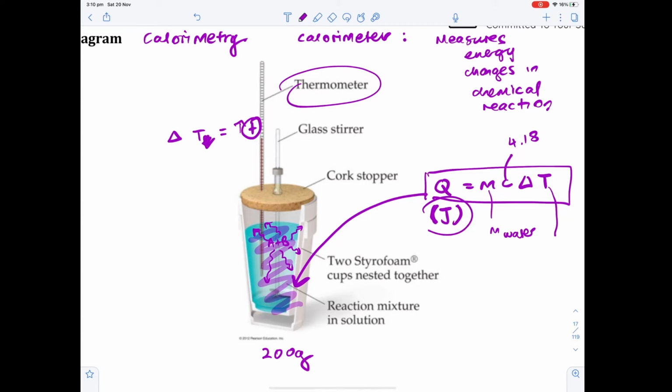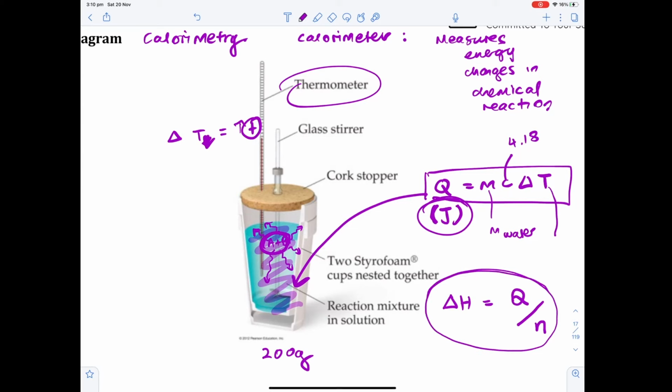So what can we find now? Q. And let's say we used exactly 1 mole of A and B. Well, let's say we just use 1 mole of A for the reaction. What can we do? We can say the energy change for this reaction is Q joules of energy per 1 mole of A. Now you know the enthalpy change, or the energy change, for the reaction between A and B. Is everyone with me? Did you see how we use temperature change to measure the enthalpy for a reaction? That's exactly what we're going to do here.